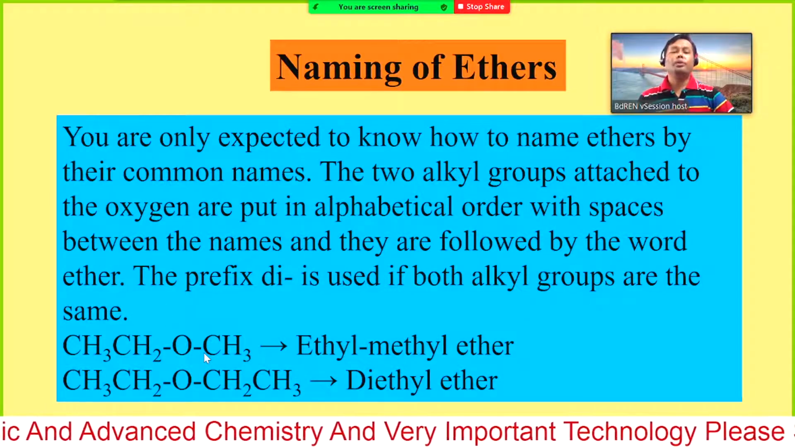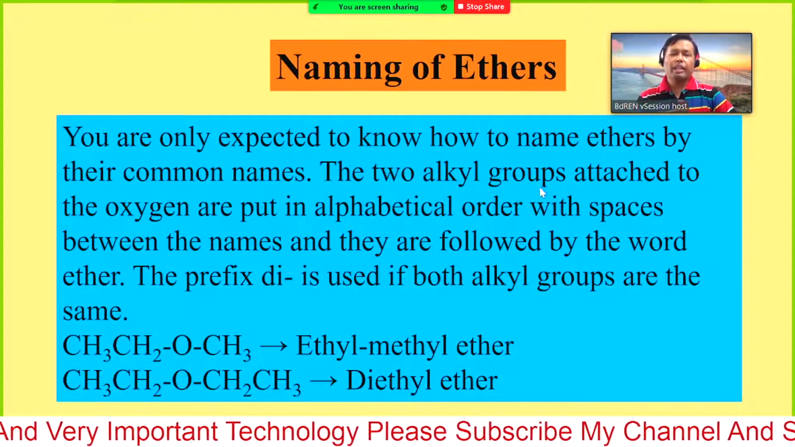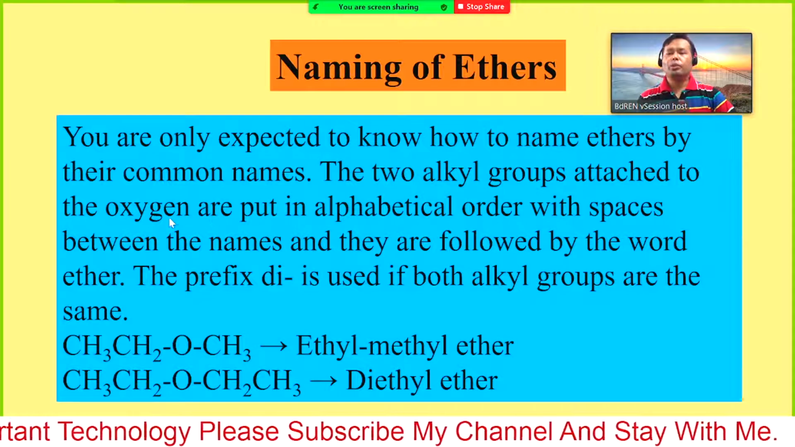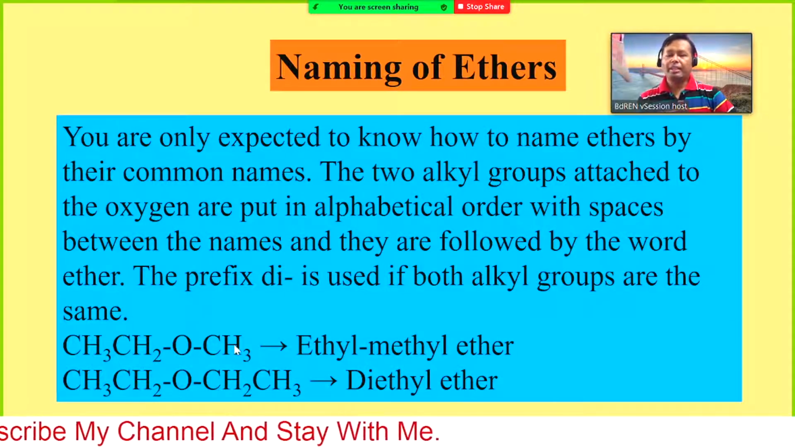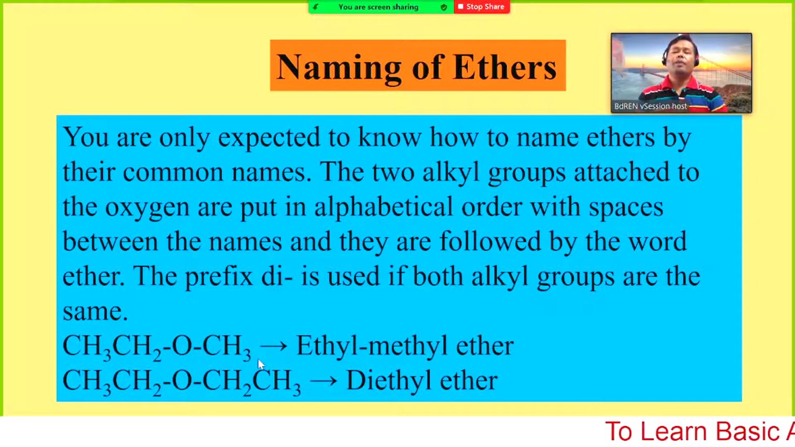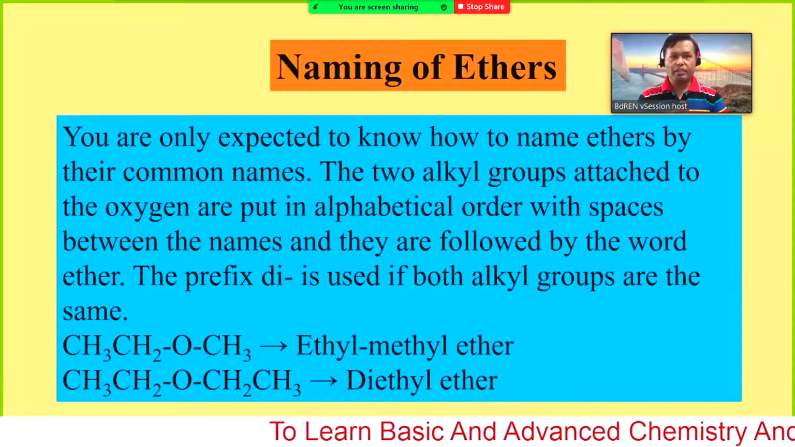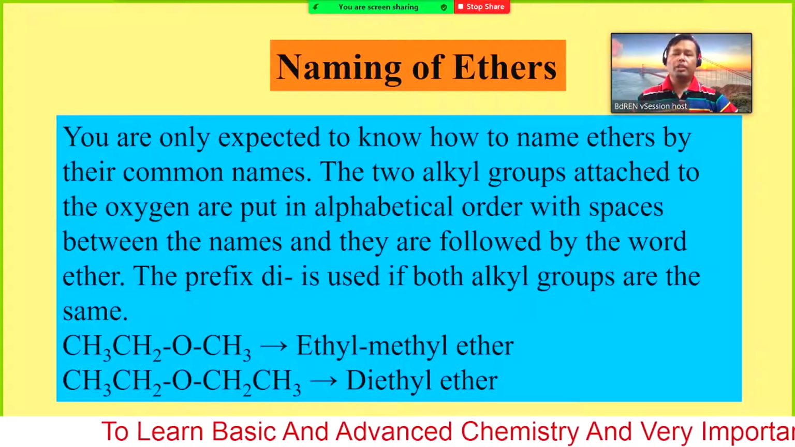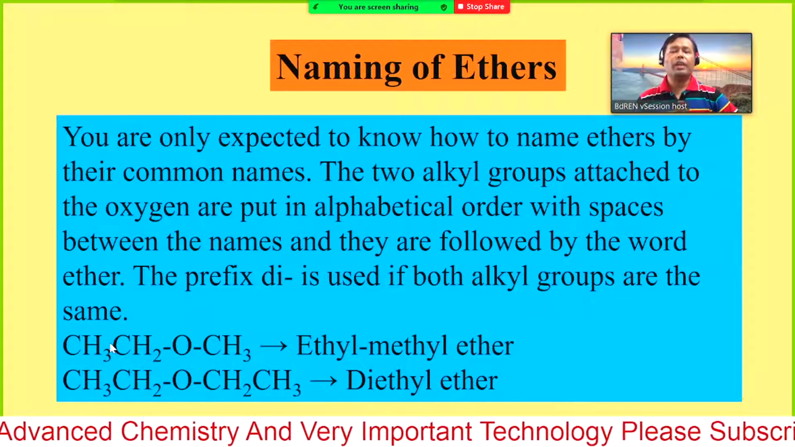So how do we name the ether? Just use the two alkyl groups or aryl groups attached to the oxygen, put in alphabetical order. So here you have two different alkyl groups. So how should we name? This is an ethyl group, this is a methyl group. So alphabetically ethyl comes first, E comes first, so it should be named as ethyl methyl ether. So just use the common name.